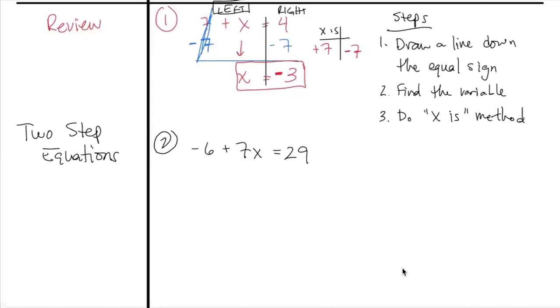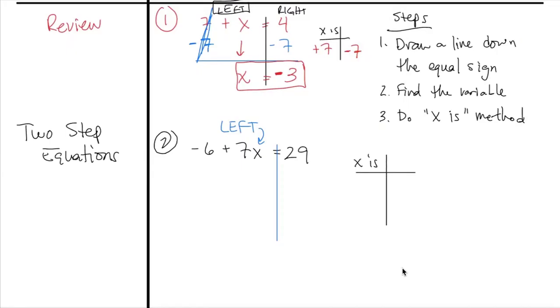And we're going to do the exact same thing. Same steps that we have here. So we're going to draw a line down the equal sign. We need to find the variable. Here it is. The variable is right here on the left side. So now I need to do the X is method.